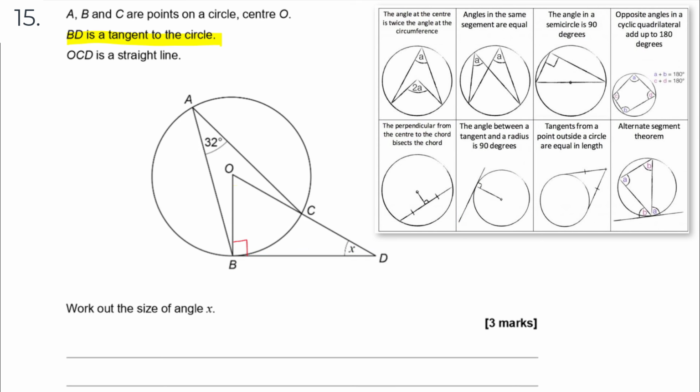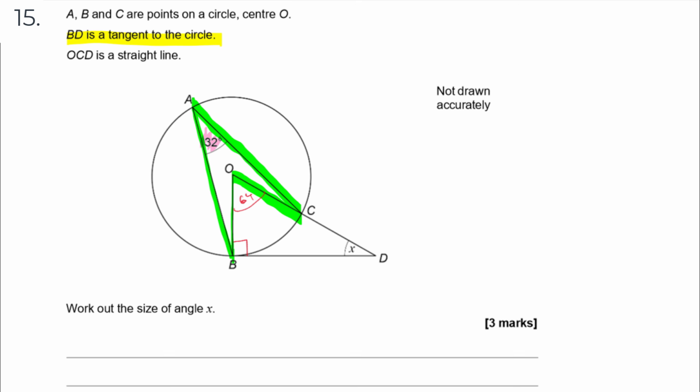Okay. Now the second circle theorem that I can use is the fact that the angle at the center is twice the angle at the circumference, like that. So that angle there being 32, if I double it up, then I'm going to get the angle here, which must be 64. Okay, so that angle must be 64.